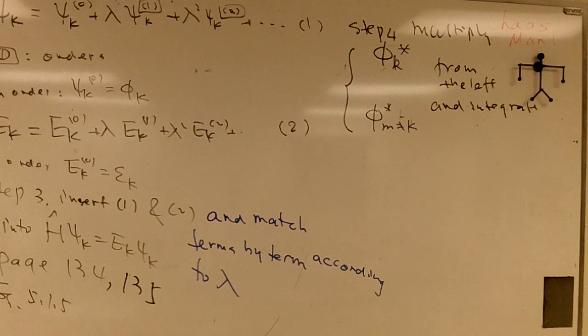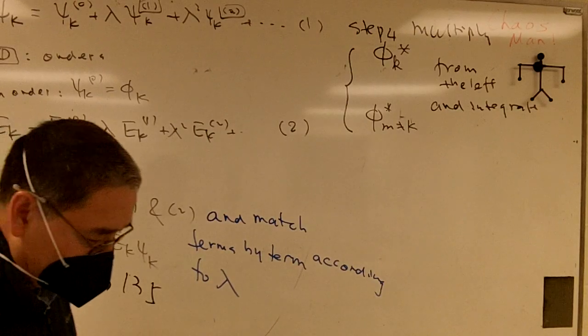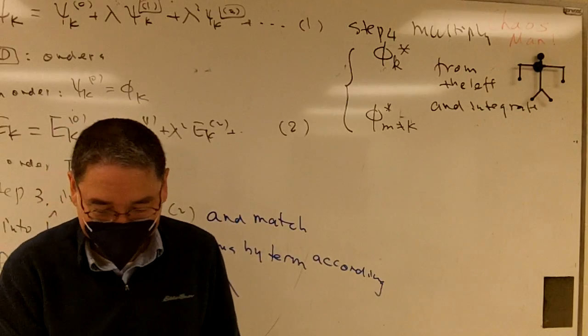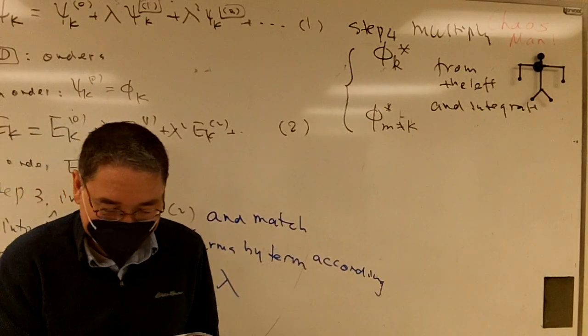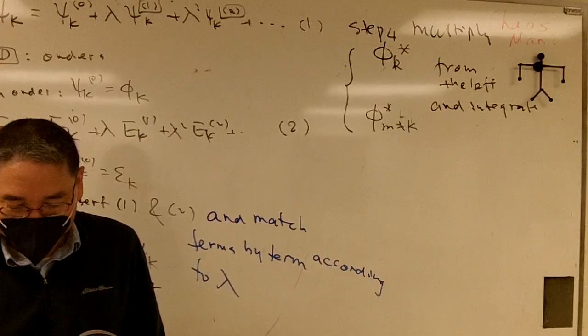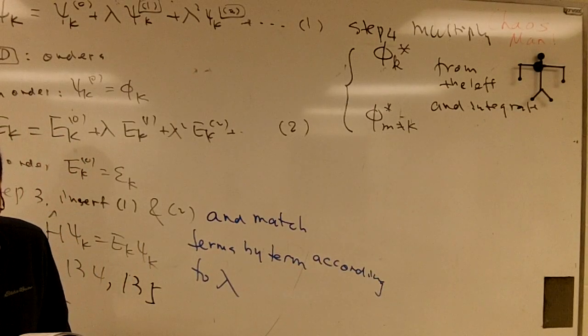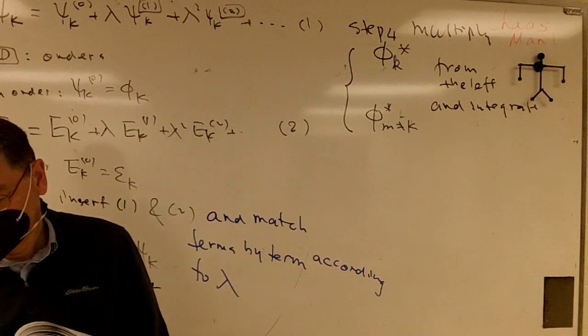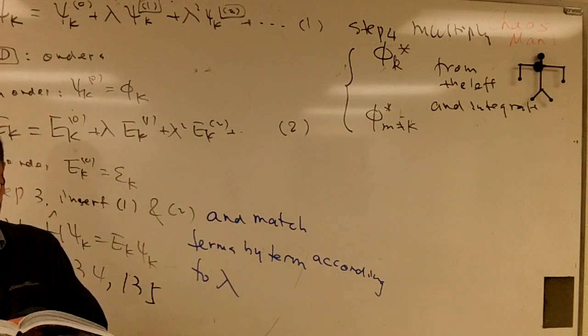Using phi k H hat sub naught equals epsilon k phi k, and canceling terms with epsilon k, we have the first order energy correction, E sub k to the first order, equals the bracket of phi k, H hat prime, phi k. This shows that the first order energy correction is the expectation value of H hat prime in phi k. Great, thank you so much.